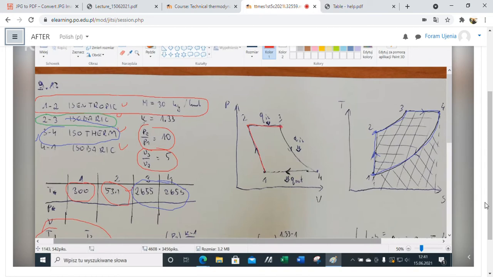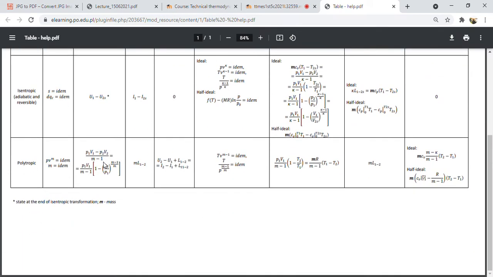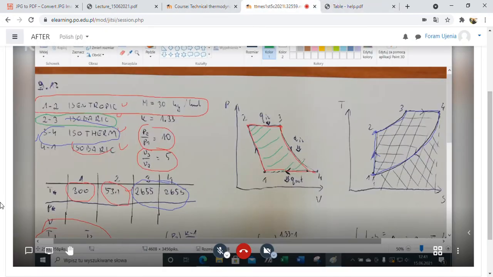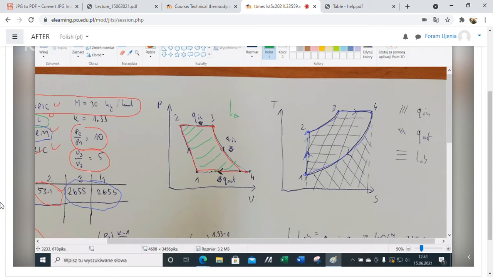Okay? Then isotherm. So down, and once again isobaric process. So back to point number 1. Okay? Of course, the same situation like in task number 1. This is our L, absolute work, but here you have to be very careful, okay?